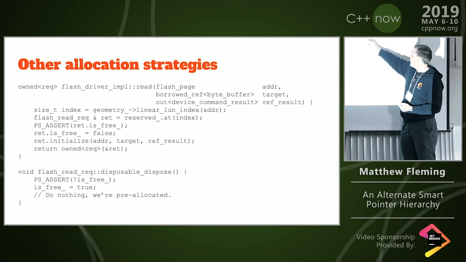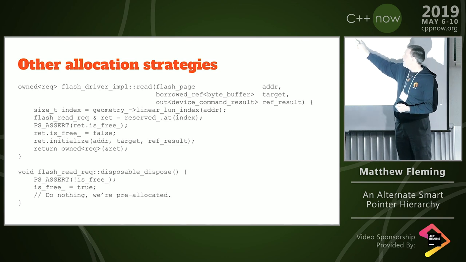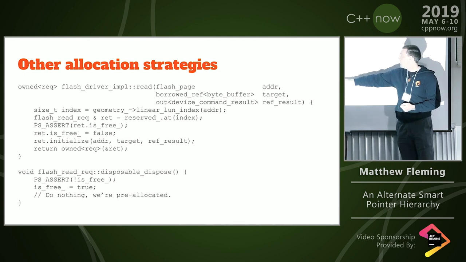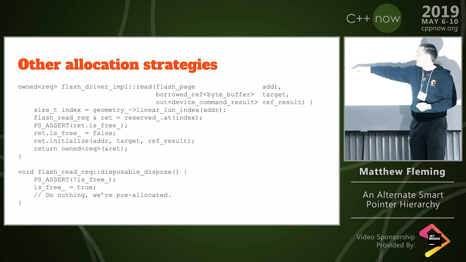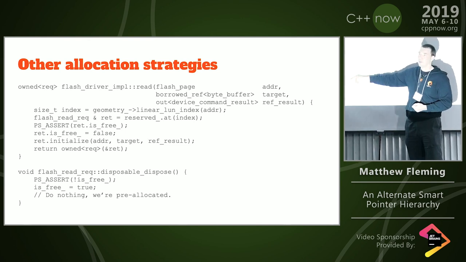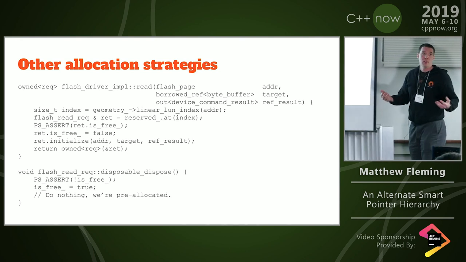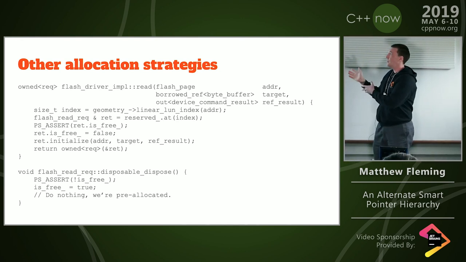And so then I just have to take the address that I'm given, turn it into some kind of linear index, and find this reserved request and fill it in. And I initialize it and I return it. And then maybe I have some debugging, like I check to see if it's a free slot so I can make sure I didn't actually reuse it twice. The caller of this doesn't change at all. It's just the implementation that changed.